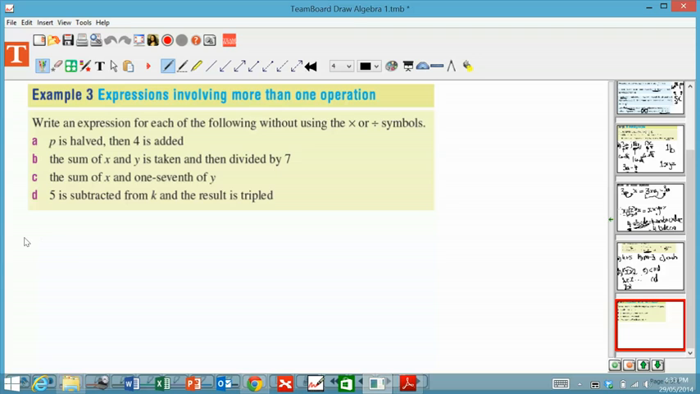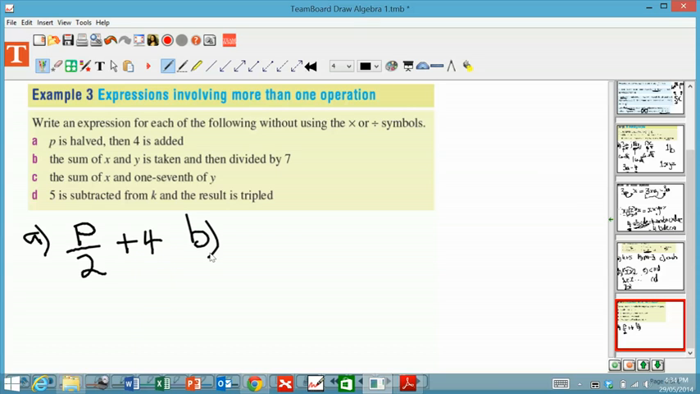So what's that going to look like? We're going to halve P. How do you halve a number? So if I said 10, how are you going to halve 10? You're going to divide it by 2. So we're going to do the same thing. We're going to do P divided by 2, then we add 4. So P is halved, then 4 is added: P over 2 plus 4.